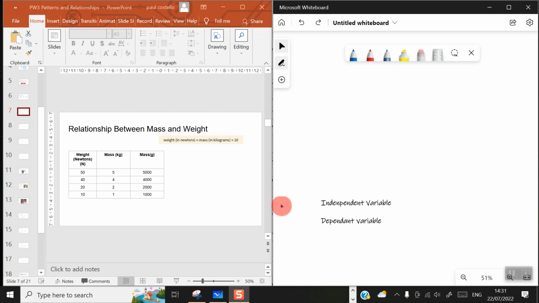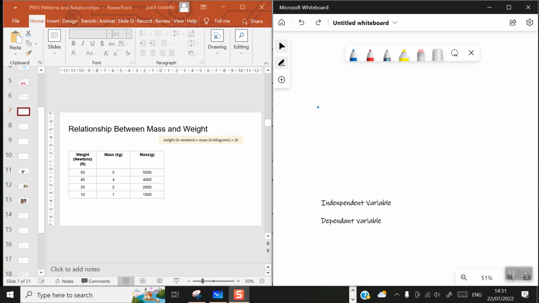So the next relationship that we are going to look at is between physical properties, the relationship between mass and weight. This is something that is commonly mixed up by people, the difference between what is mass and what is weight. So let's think about both of these first.